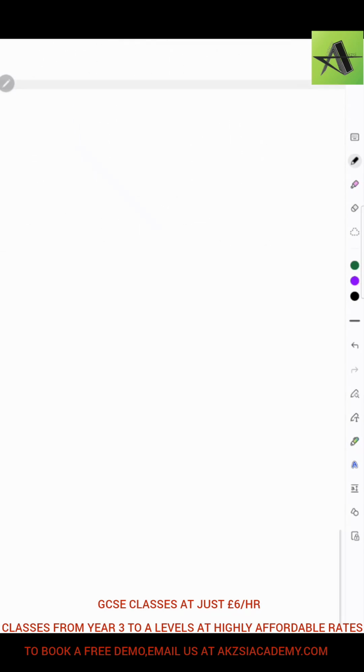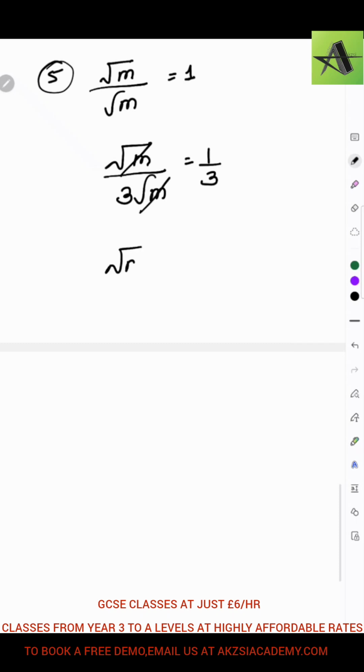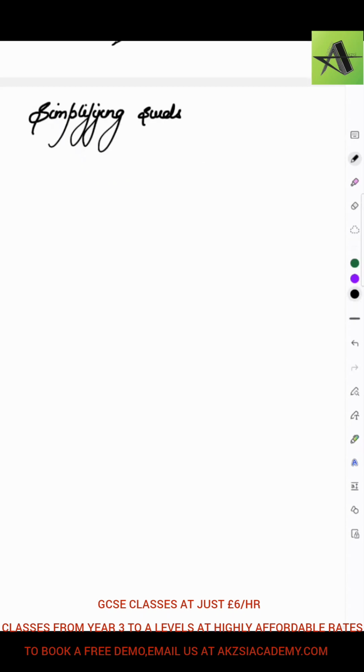Similarly, suppose it's given as root m times root m over m, I can still cancel it out and it will give me root m. Now, after the basic principles, or we can say the rules, we are simplifying the surds. That means writing the surds in a more simplified form.